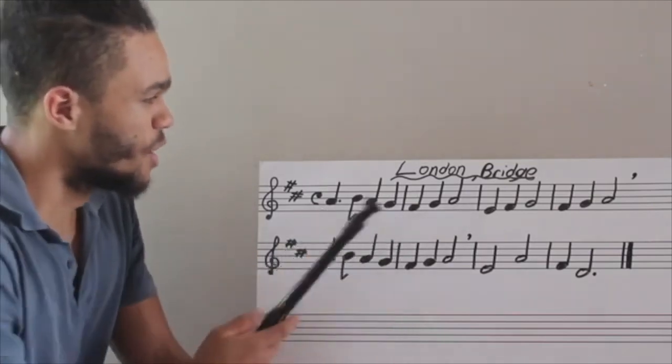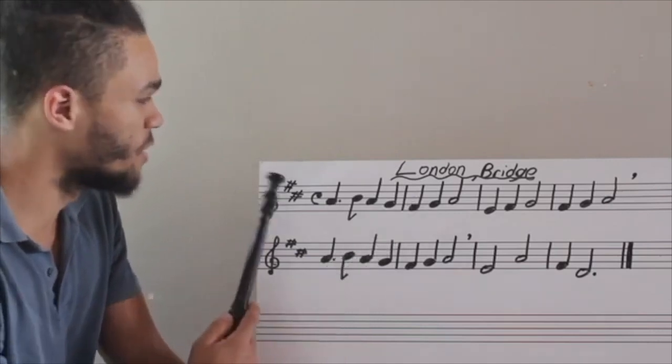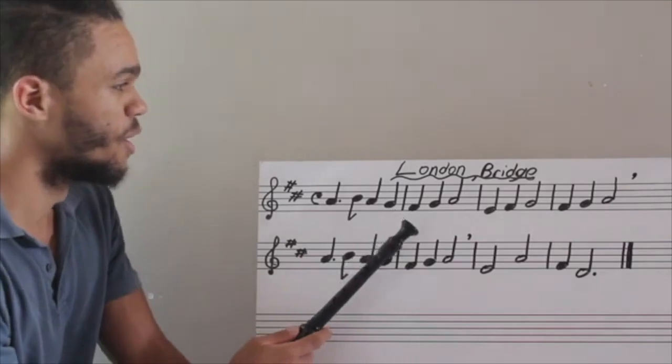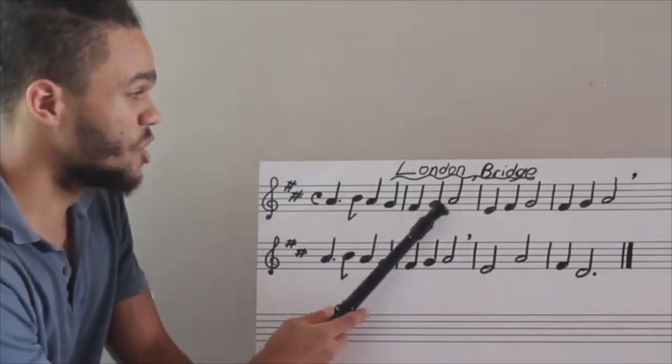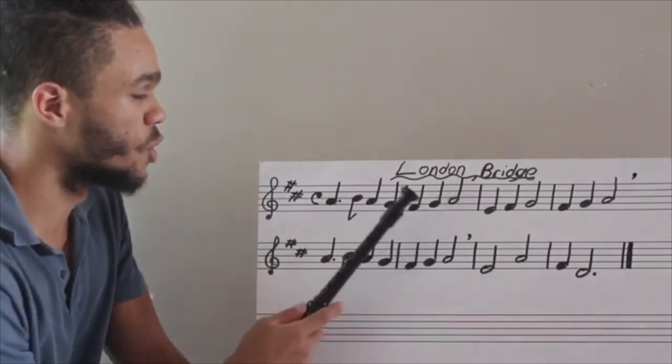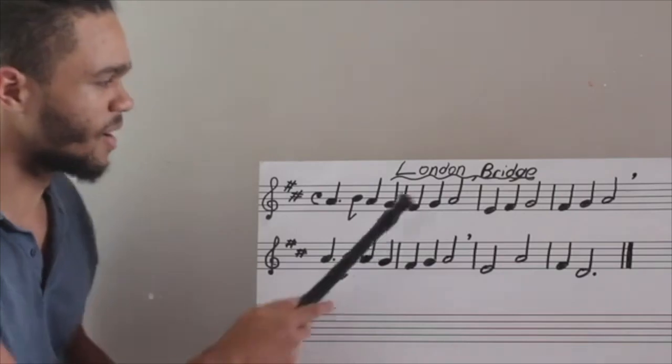Alright, next bar. So we have on the first space F, but since there's a sharp sign over the F line, it becomes F sharp. So we have F sharp, second line G, second line G, and then second space A. So F sharp, G, A. Alright, so let's try that out.